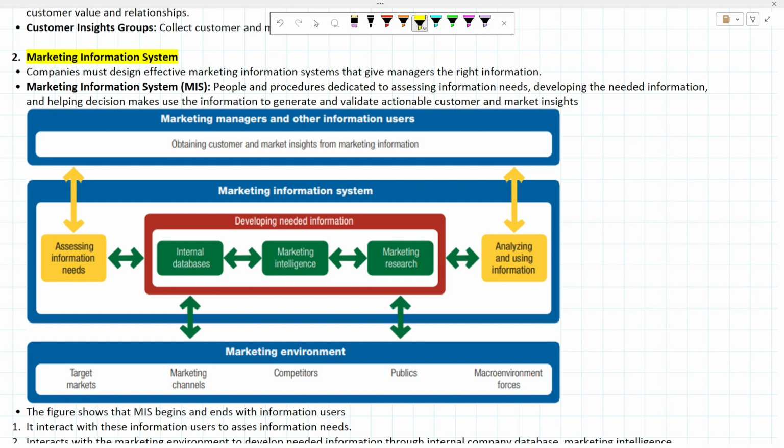So here's a diagram explaining the marketing managers and other information users and our marketing information system. We can see the marketing information system on the left in yellow, assessing information needs. That goes and helps with developing needed information, such as internal databases, marketing intelligence, and marketing research. That also goes down with the downward arrow in green to the market environment, which includes target markets, marketing channels, competitors, publics, and macroenvironment forces. So let me just highlight that so you guys could see.